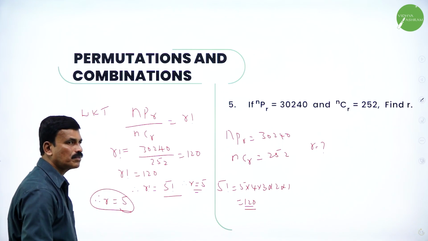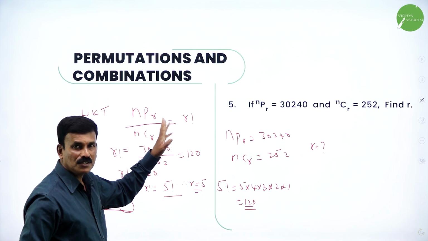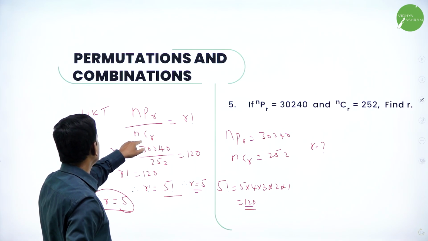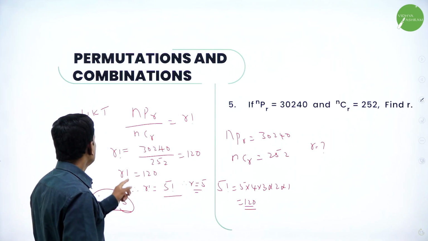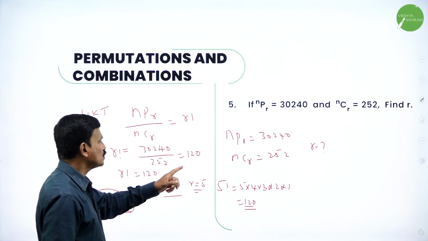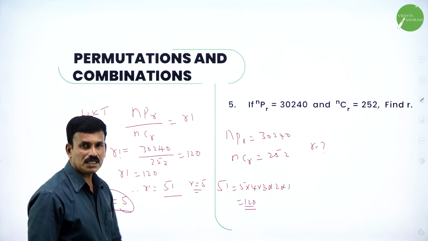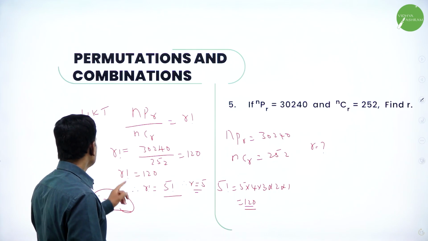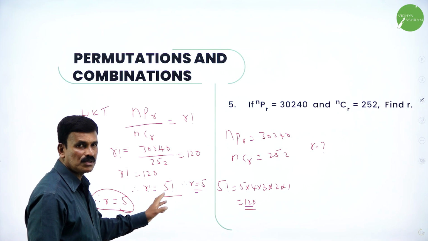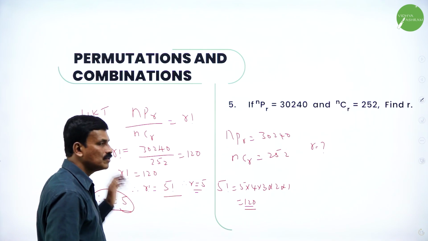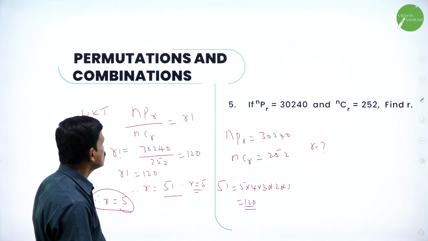Very simple problem. This is a very important relation. We know that nPr by nCr is equal to r factorial. What is given? 30240 divided by 252 is equal to r factorial, that is 120. 120 can be written as 5 factorial. So r factorial is equal to 5 factorial, therefore the value of r is equal to 5. Now move on to the next problem.